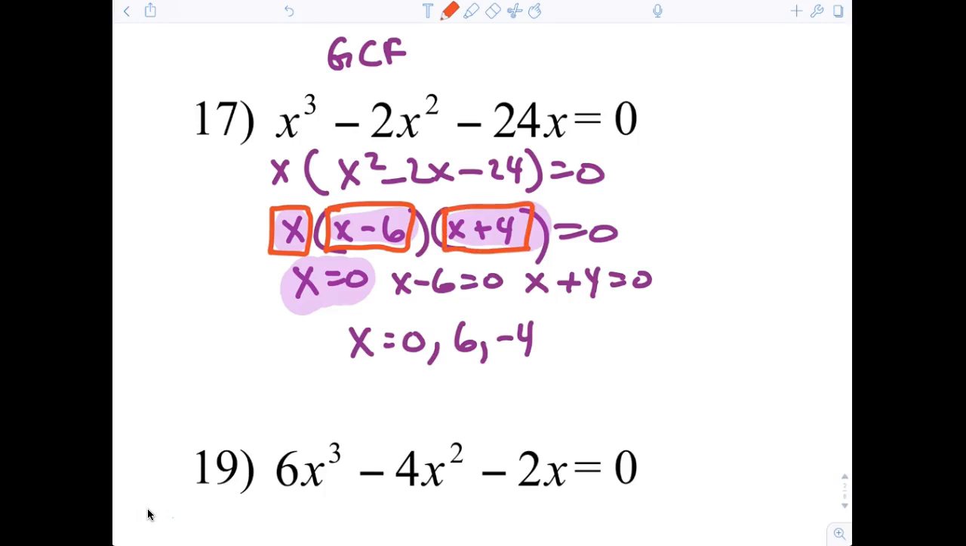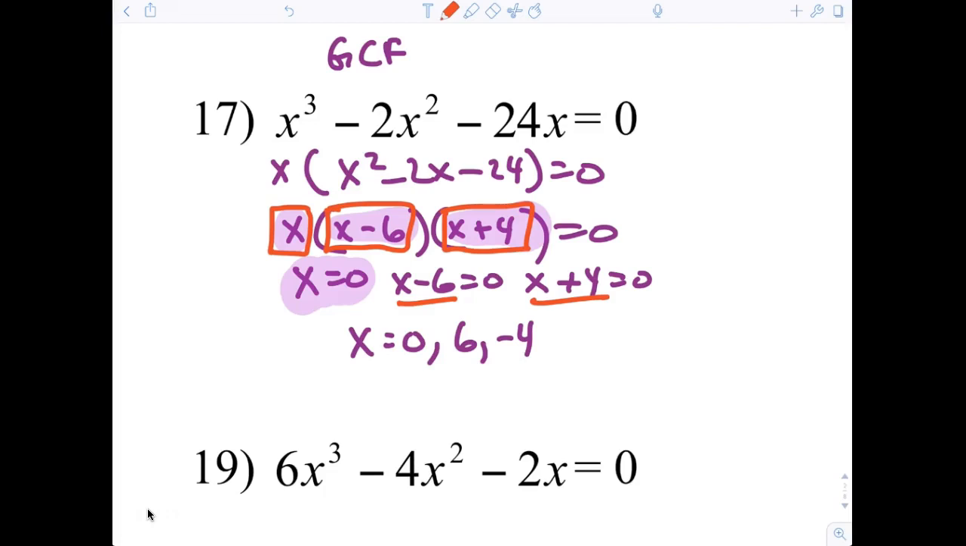So x equals 0. You're asking me how I got x equals 0. You're setting each factor equal to 0, and x equals 0 is already solved. Let me show you how I can help you. Look right here. If I plug in 0, 0 cubed, 0 squared, times 0, obviously 0 works.